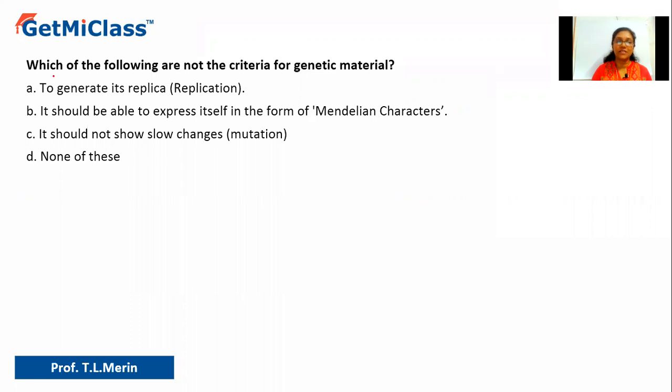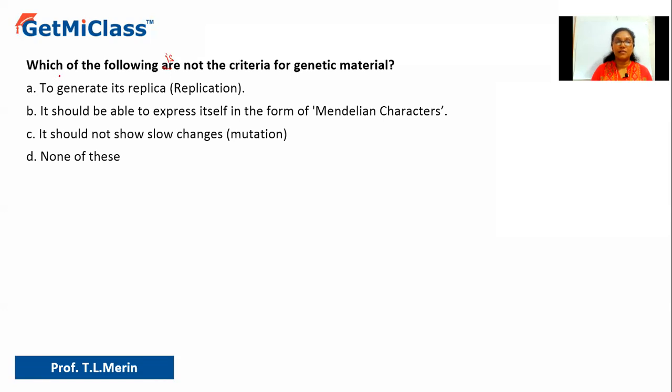So let's solve this question here. It says, which of the following is not the criteria for genetic material? Option A is to generate its replica or replication. Option B, it should be able to express itself in the form of Mendelian characters. Option C, it should not show slow changes or mutation. Option D, none of this.